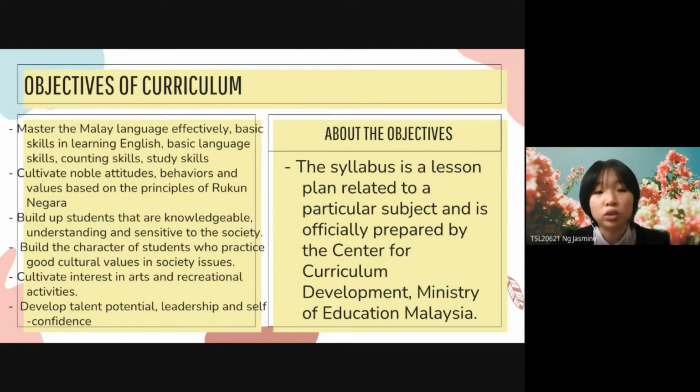So the curriculum is also to cultivate noble attitudes, behaviors, and values based on the principles of Rukun Negara, such as respect, politeness, and patriotism. Next, it is also to build up students that are knowledgeable, understanding, and sensitive to the society issues. And the character of students who practice good cultural values in society, develop talent, potential leadership, and self-confidence in students. The objectives are about the syllabus, which is a lesson plan related to a particular subject and is officially prepared by the Center for Curriculum Development in the Ministry of Education, Malaysia.